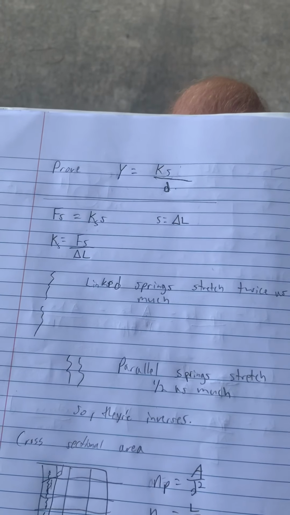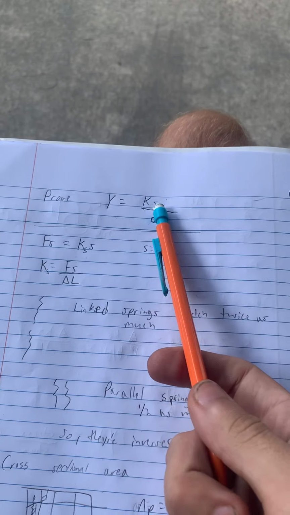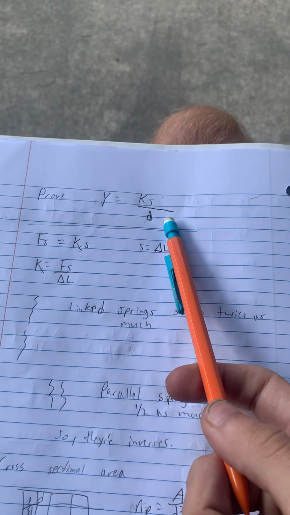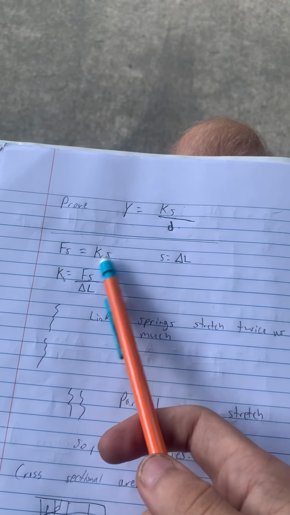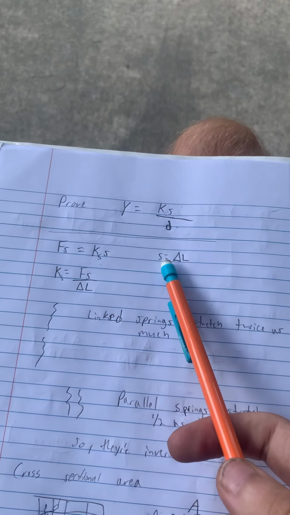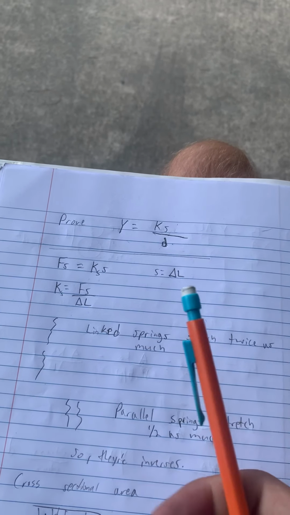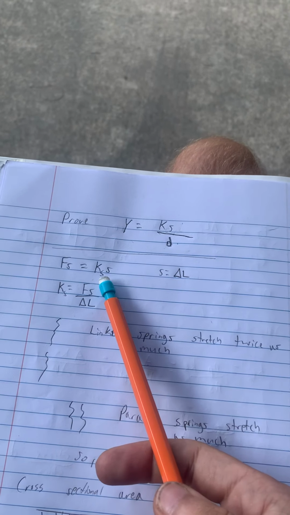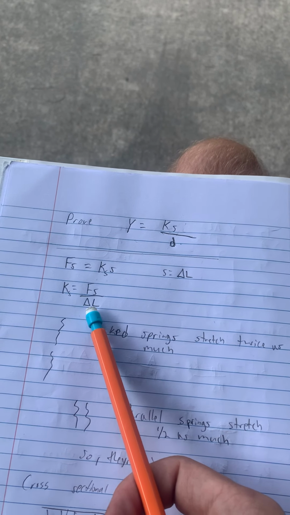Hey Dr. Lane. So for today, we're proving Young's modulus is equal to the spring constant divided by D. And we know the force of the spring is equal to the spring constant times the stretch. Stretch is just the difference in length after hanging something from the spring. And if you solve for the spring constant, that's the force of the spring over delta L.